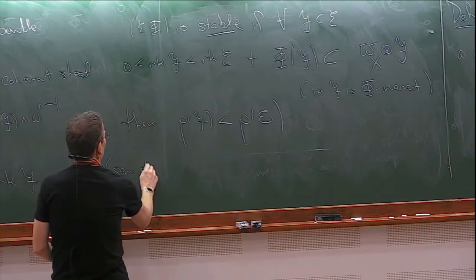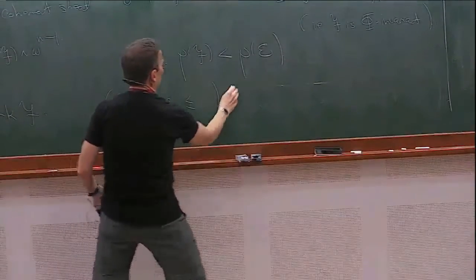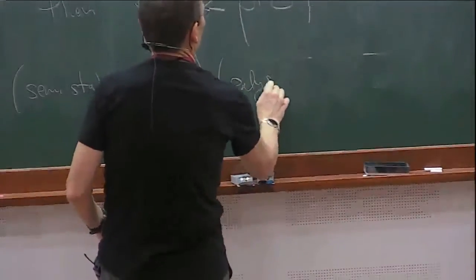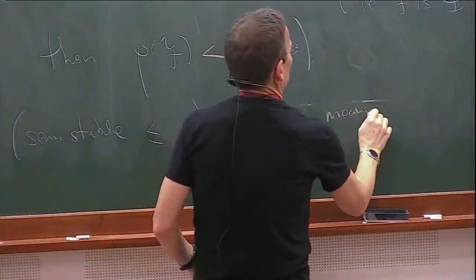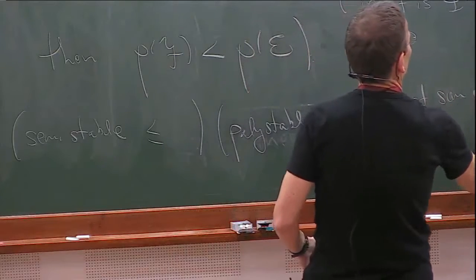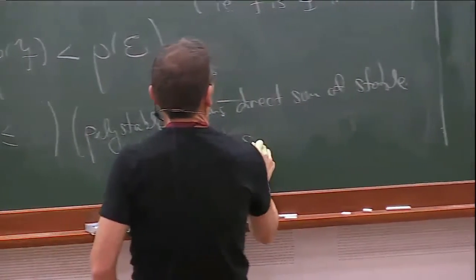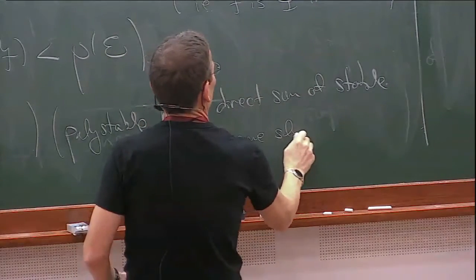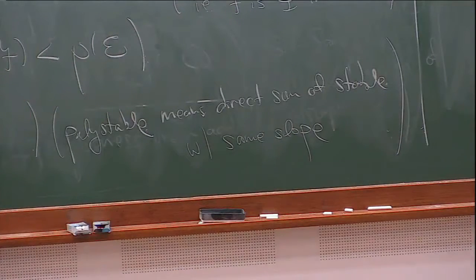Semi-stability is where I allow an inequality like this, and polystability means a direct sum of stable bundles with the same slope. Yes. That's right.